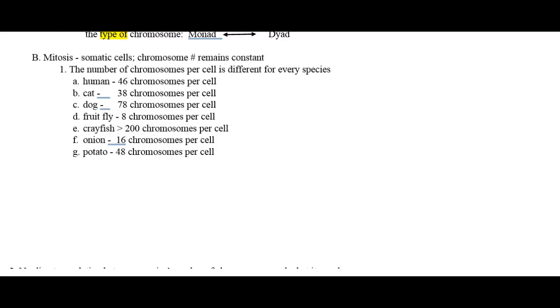Look at the difference between the onion and the potato. Amazing. Onion has 16 chromosomes, potato has 48. They have more than us.